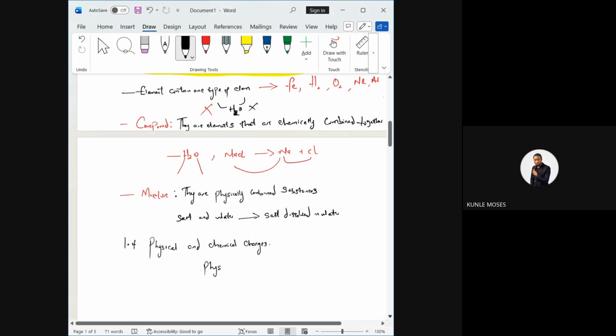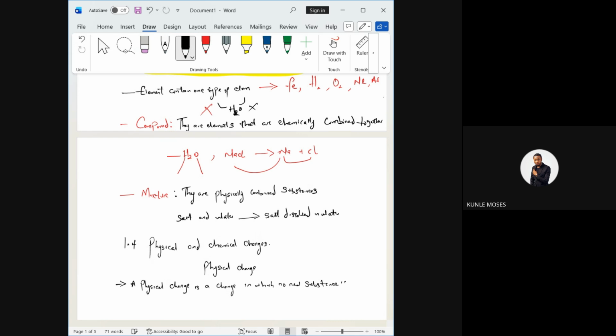So let's start with the physical change. Like I said, a physical change is a change in which no new substance is formed.